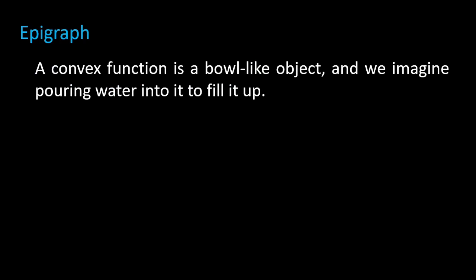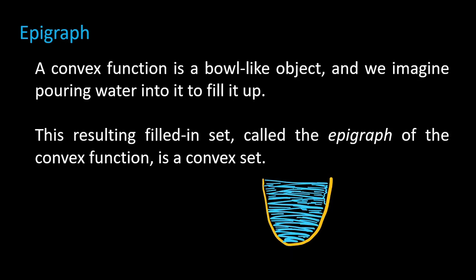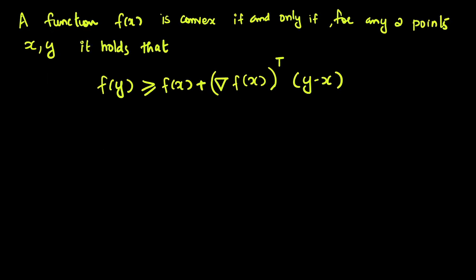Then another term related to the convex function is epigraph. A convex function is a bowl-like object, and we imagine pouring water into it to fill up. Okay, this resulting filled-in set is called the epigraph of the convex function, and it is a convex set. So let us assume this as a convex function and fill it up with the water, and this closed one is called the convex set or the epigraph. Okay, so the entire thing will be called the epigraph.